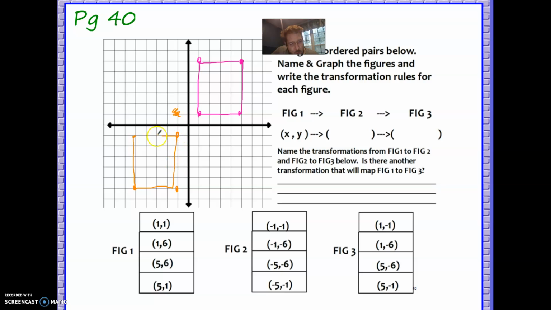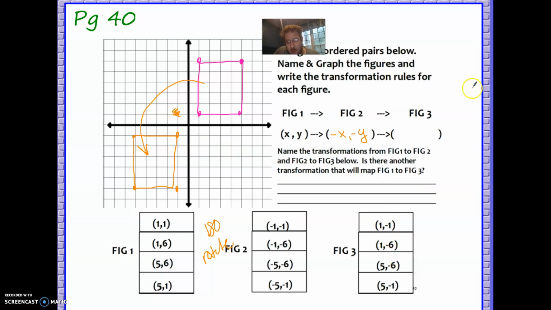Now, when you look at the pink into the orange, it looks like it has rotated 180 degrees, which means that both the x and the y's changed to the opposite. So 1 became negative 1, this one also became negative 1, this 1 became negative 1, this 6 became negative 6. So that's a 180-degree rotation.